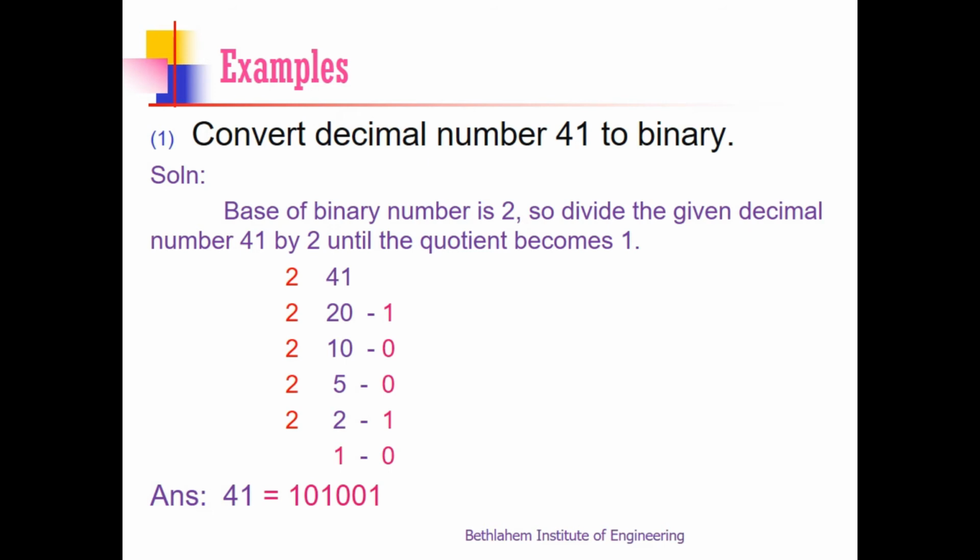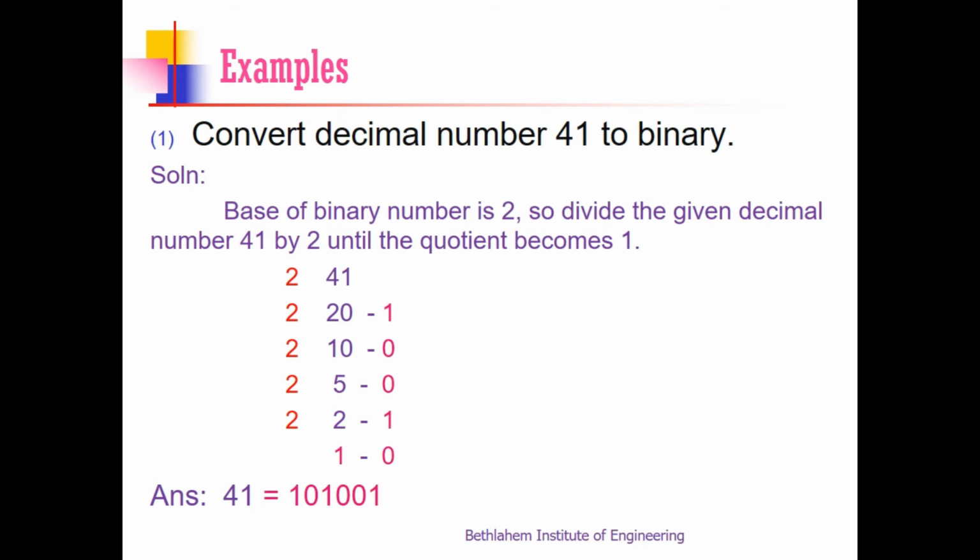Why are we using 2 as the divisor? Because we are asked to convert to binary. The base of binary is 2. That's why we are using 2 to divide 41. Then again you have to divide. While dividing 41 by 2, you will get the quotient as 20 and the remainder as 1.